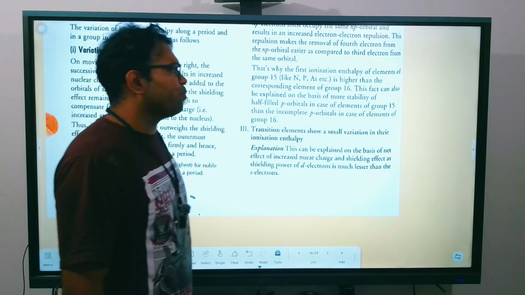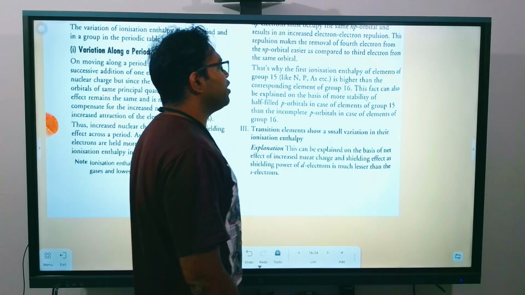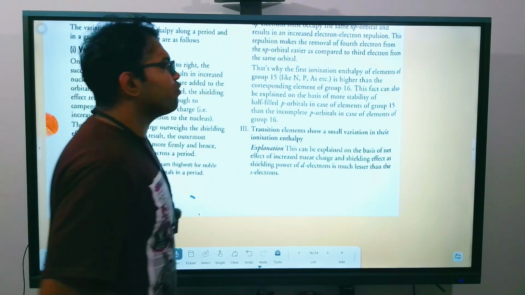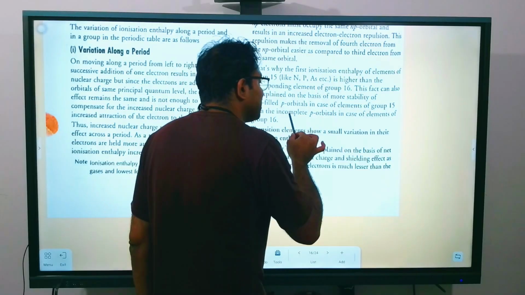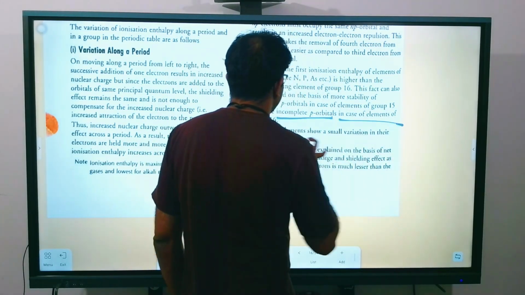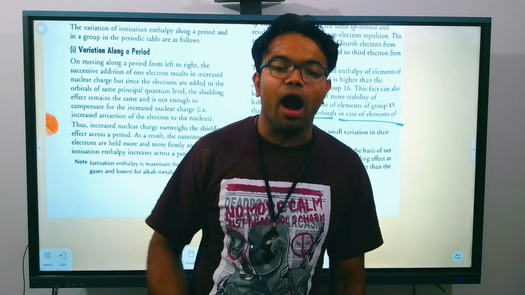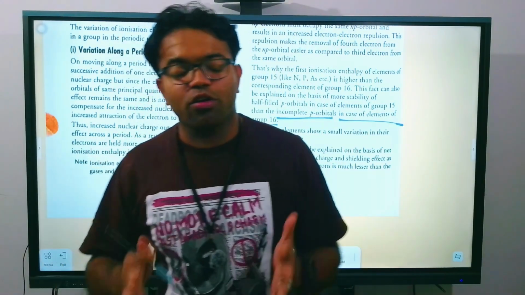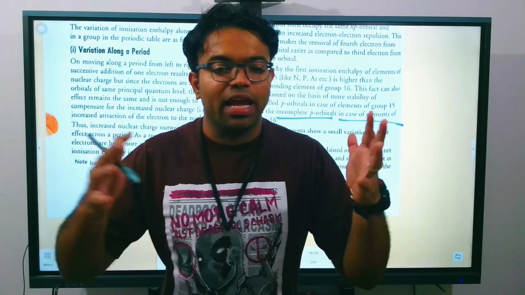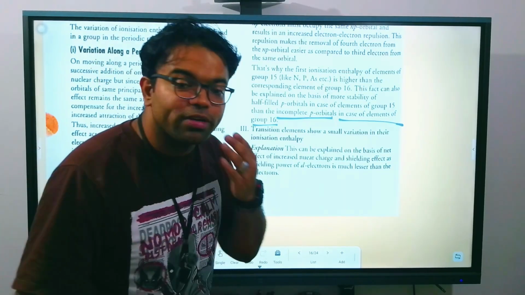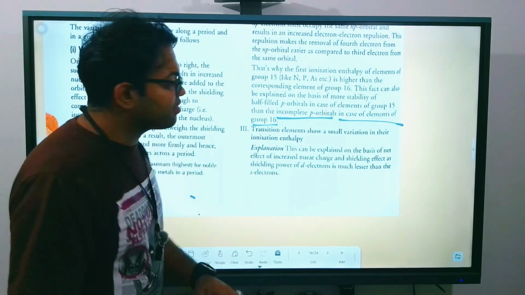This fact can also be explained on the basis of the more stable half-filled p orbital in case of elements of group 15 than the incomplete p orbital in the case of group 16. Okay, so you are having a half-filled orbital electronic configuration for 15 and completely filled for 16. That's what I've been saying for the past 5 minutes.